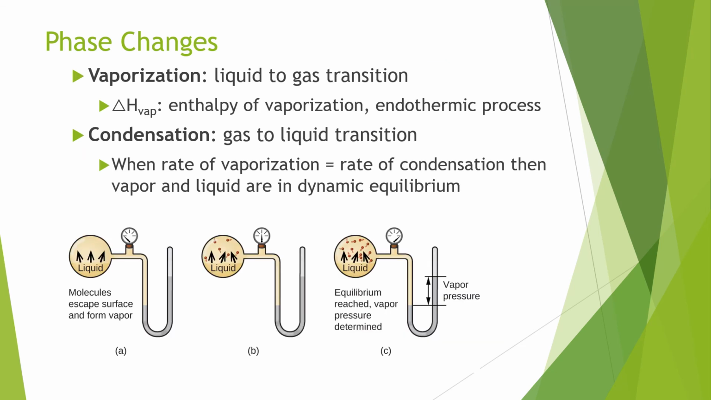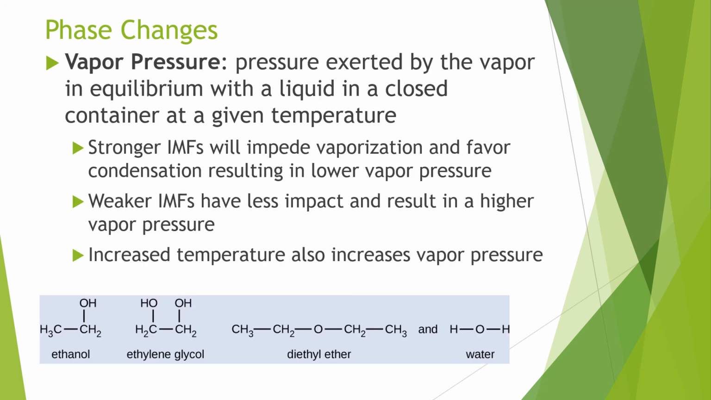So these should be familiar to everyone. Vaporization is when liquid is turning into a gas. Condensation is when gas is turning into a liquid. These are equal and opposite of one another. Something to note is vapor pressure. So vapor pressure is the pressure exerted by vapor in equilibrium with a liquid in a closed container. So we want to look for a second at how intermolecular forces are going to affect vapor pressure.